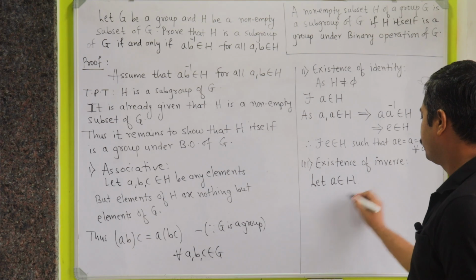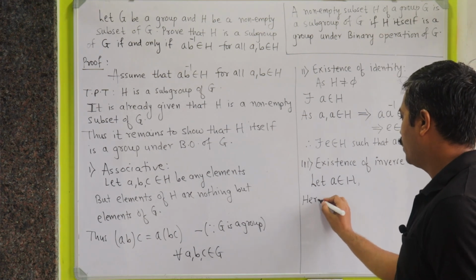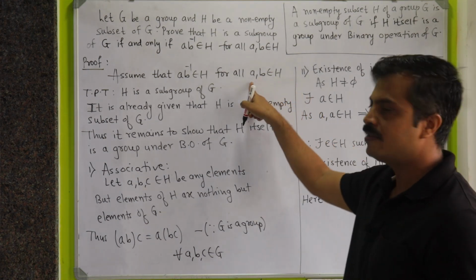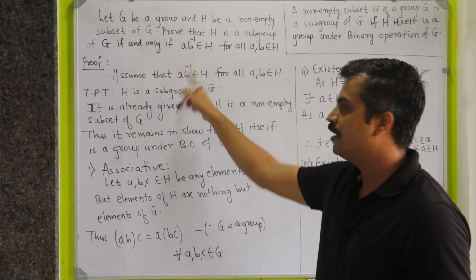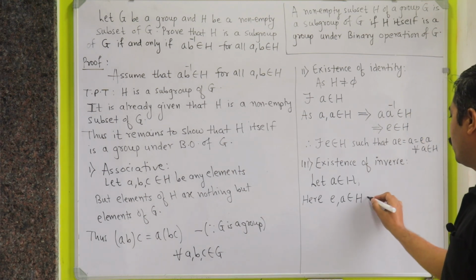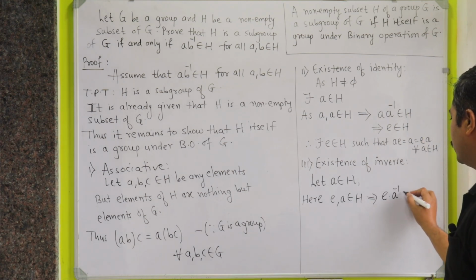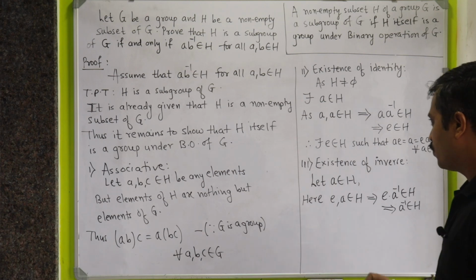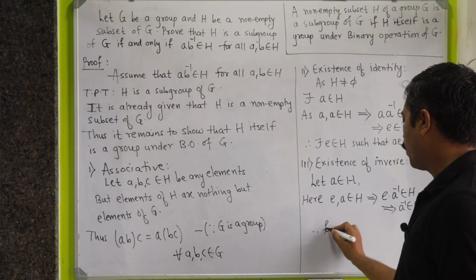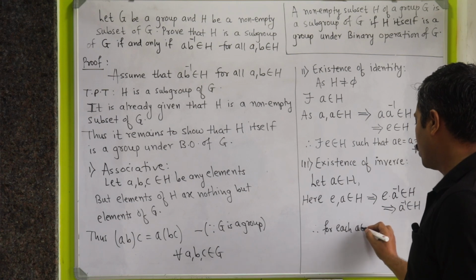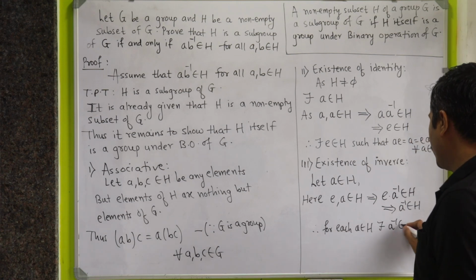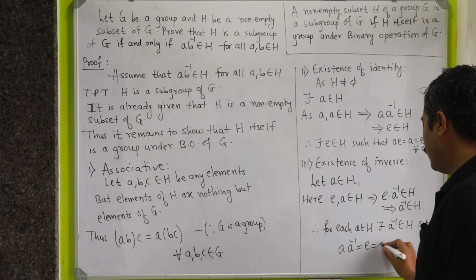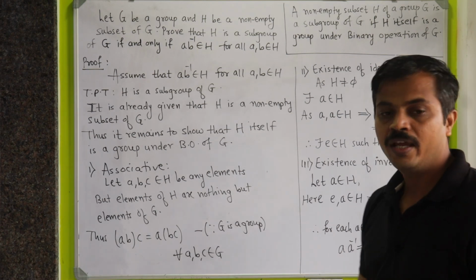So what I will say here? Here what do we have? e, a belongs to H. Now again by using this, a, b belongs to H implies a b inverse is also in H. So this will imply a inverse is also in H, and that is nothing but a inverse belongs to H. So therefore what we have shown, for each a belongs to H, there exists this a inverse belongs to H such that a into a inverse is e, which is further equal to a inverse into a.